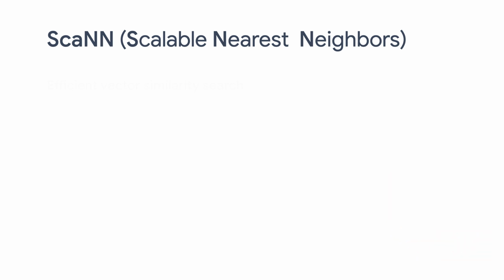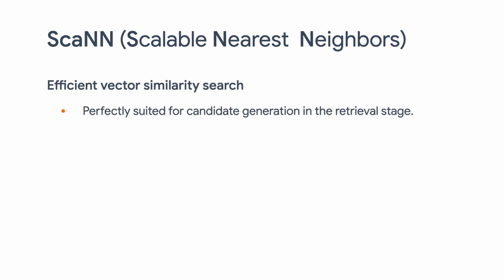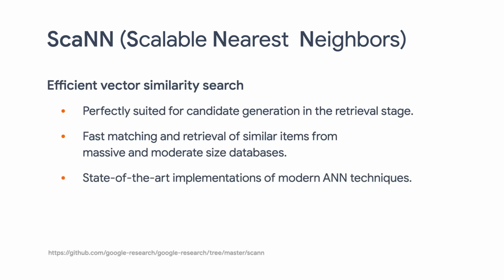ScaNN was open sourced in June 2020, and it provides highly efficient vector similarity search, namely fast matching and retrieval of similar items from massive databases. It includes state-of-the-art implementations of tree-based space partitioning, asymmetric hashing, quantization, inverted indexes, and etc. Due to these highly optimized algorithms, ScaNN offers significant speedups in nearest neighbor search for massive and moderate-sized databases, which makes it perfect for the retrieval stage of recommenders.